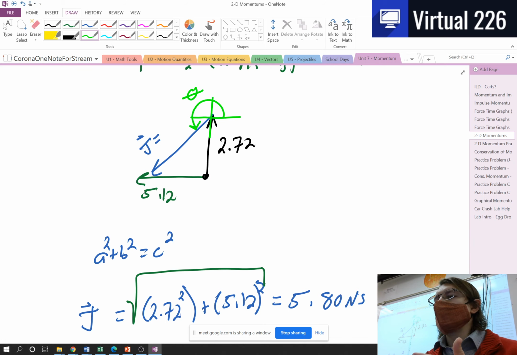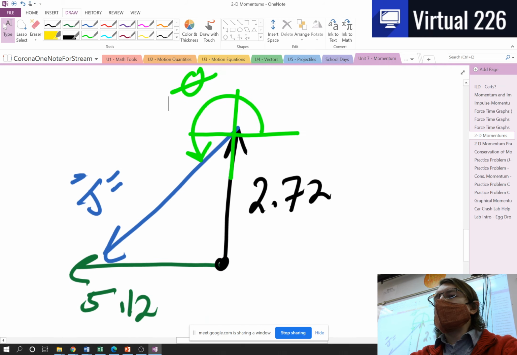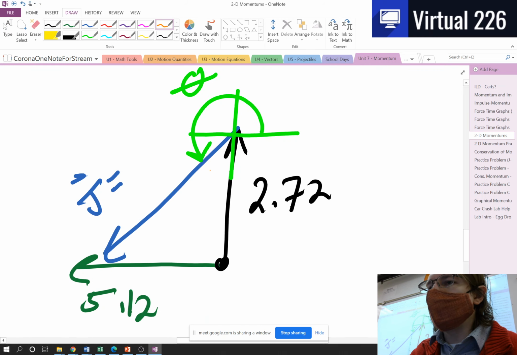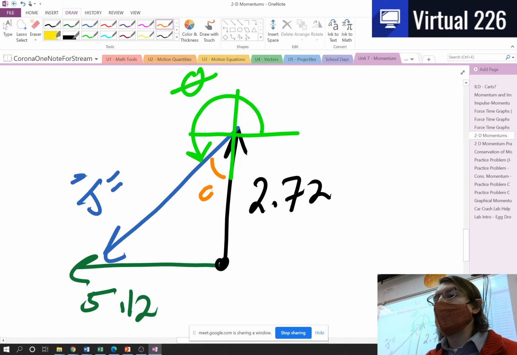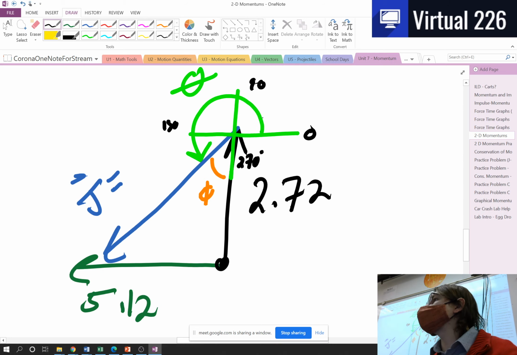Now, finding that angle is a little bit weird, so what might actually be easier is to find the angle on the inside here and then take 270 minus this interior angle, and that'll give us the rest going over. Because remember, as we go around a circle, we're at 0, 90, 180, 270. So let's find that orange angle and then take 270 minus that.